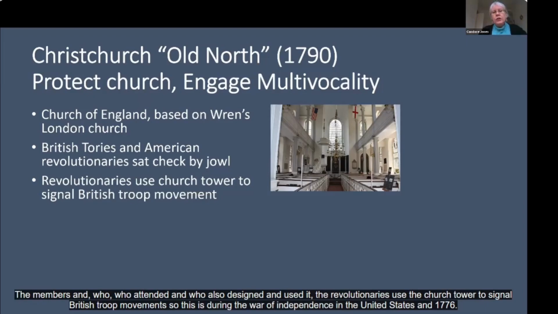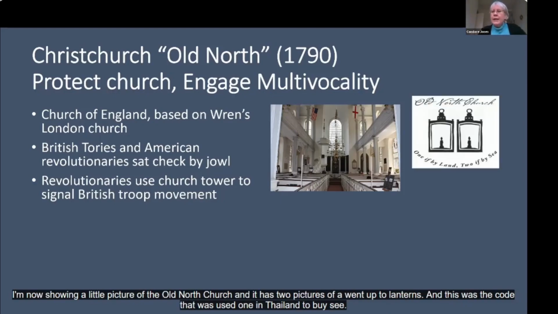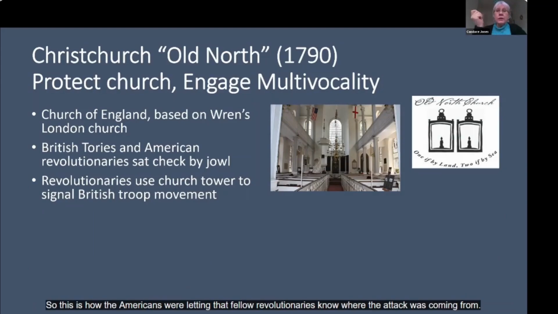The revolutionaries used the church tower to signal British troop movements. So this is during the War of Independence in the United States in 1776. So it becomes very important symbolically. And it's also very ironic that a British church based on British ideals and the Church of England would be used as the site to break away from Britain. I'm now showing a little picture of the Old North Church, and it has two pictures of two lanterns. And this was the code that was used, one if by land, two if by sea. So this is how the Americans were letting the fellow revolutionaries know where the attack was coming from.